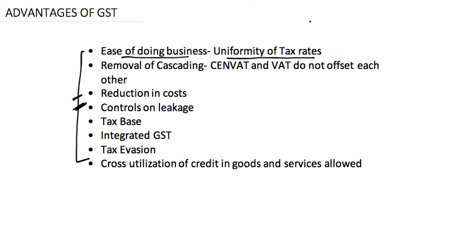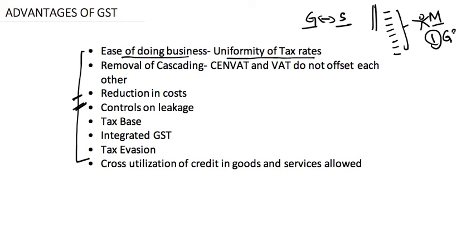As you saw before, goods and services, number one, are being brought at par to each other. Secondly, GST subsumes loads of taxes under itself. What that does is a manufacturer does not have to pay 10 taxes, he is only required to pay one tax, which is called GST. This makes it easier for him to conduct his own business.